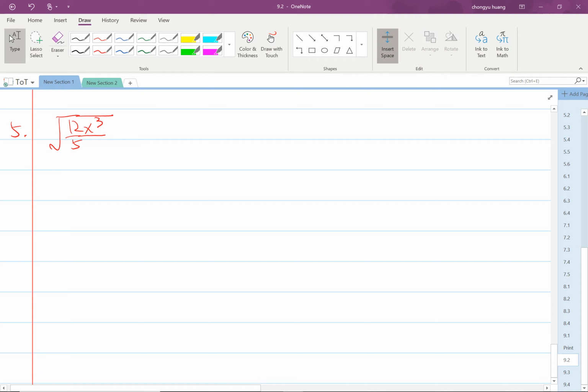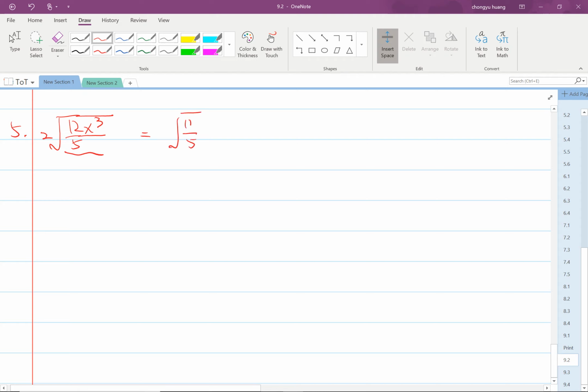Question 5, since this is the last one, pause the video and try to do it by yourself. Okay, again, you look at the question, we have a square root, and inside is 12x to the power 3 over 5. As I say, this question is not really difficult. All you have to do is simplify the denominator.